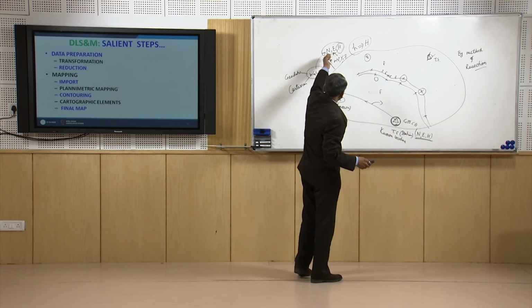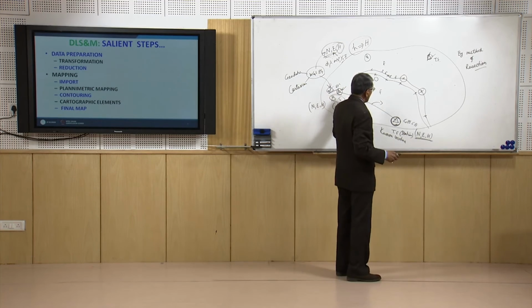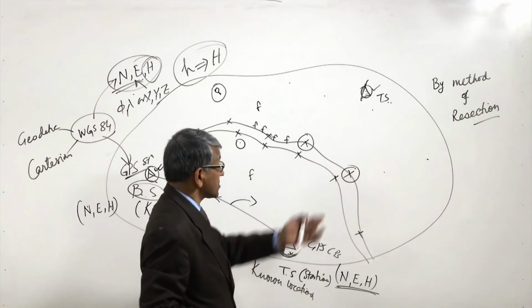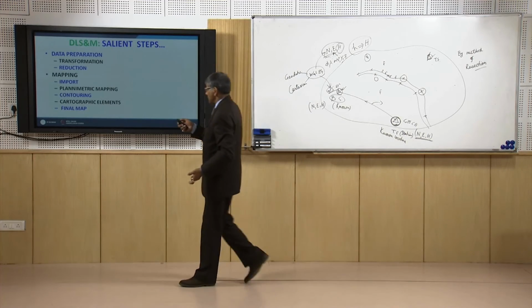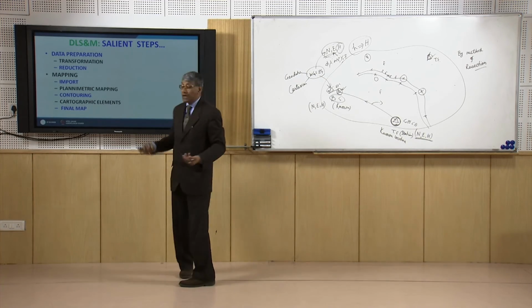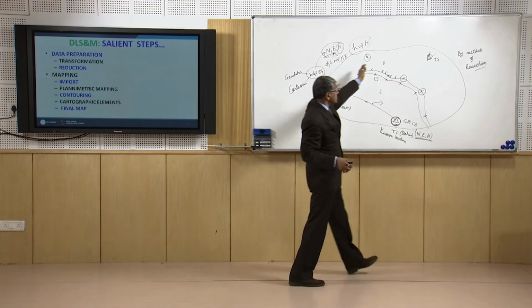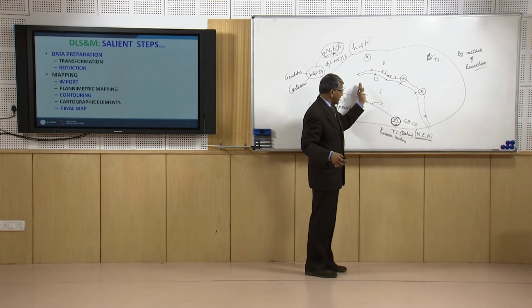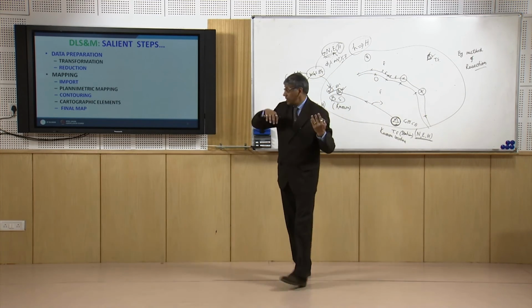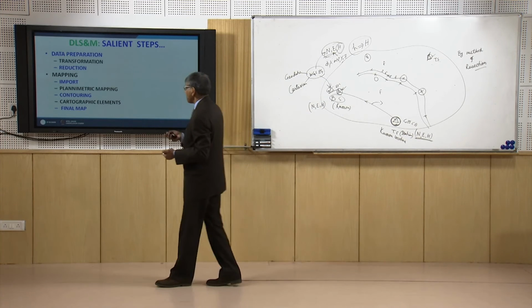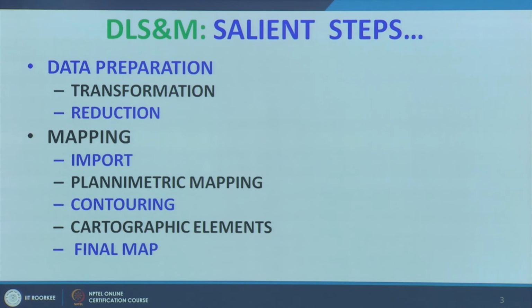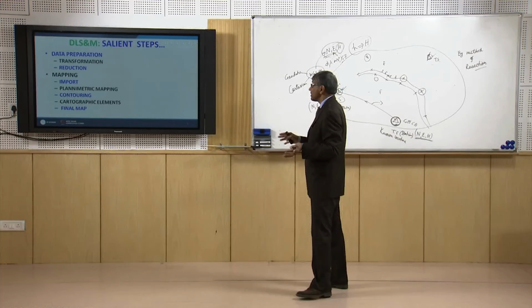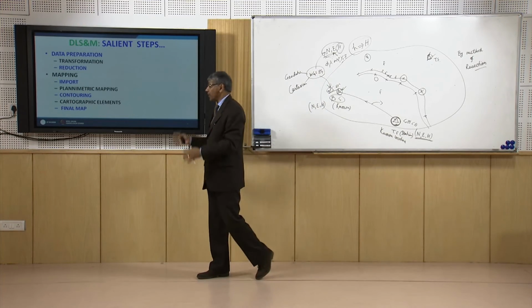Once the location of the GPS points has been transformed, then the location of our total station points can be converted, and that is called reduction. Reduction will be done for all the points whose location has been found by using the total station; those have to be converted to northing, easting and height. So that is called reduction. Transformation and reduction have to be done before we import the data to the mapping software.